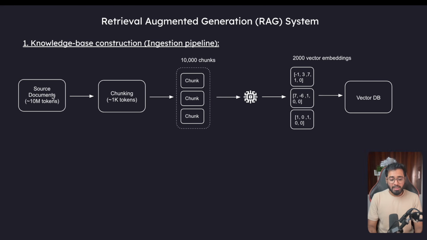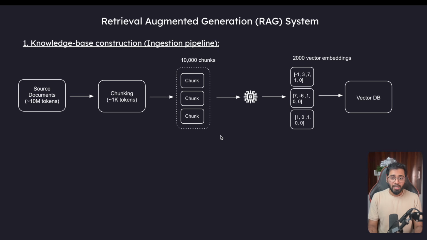So coming back to our example, we know that our source documents cumulatively have 10 million tokens. Since we have set the upper limit of each chunk to be 1000 tokens, dividing 10 million by 1000, we are now going to have 10,000 chunks. I hope this particular part makes sense. Let's move on in the pipeline.